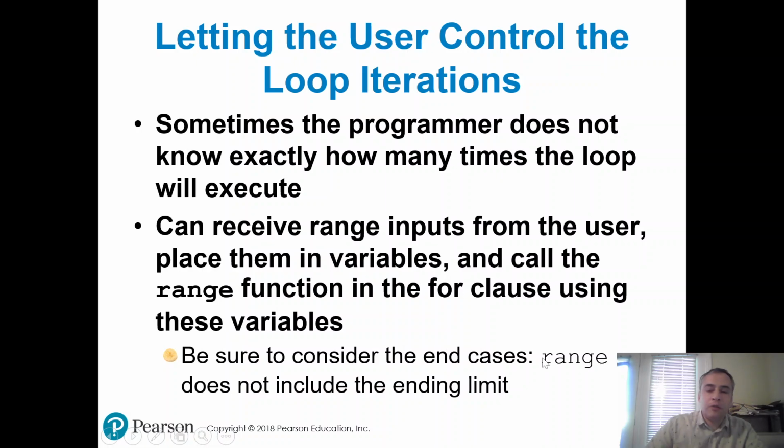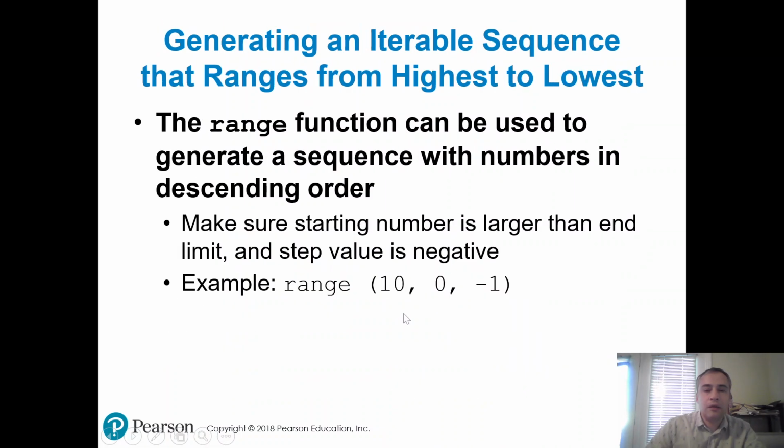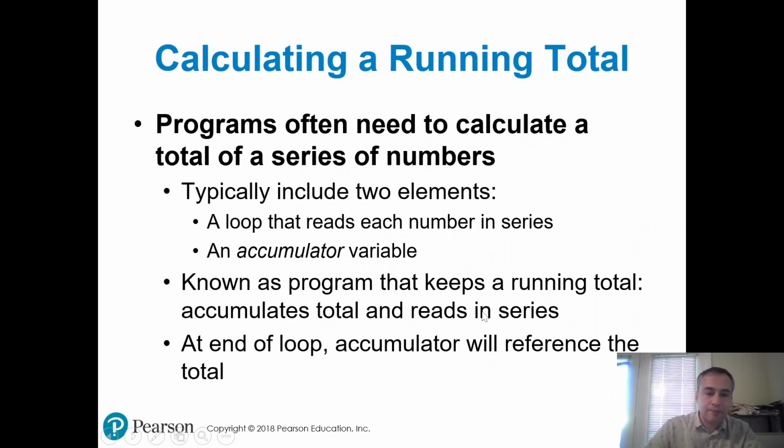So be careful with range, it does not include the ending limit, and ranges can be decreasing. I already showed you an example like that. This range will start from 10 and go down to 1, including 1. It will not produce 0 with decrements of 1.